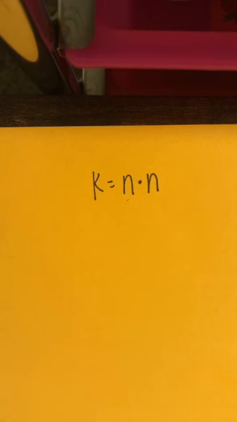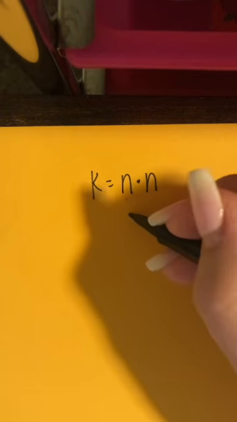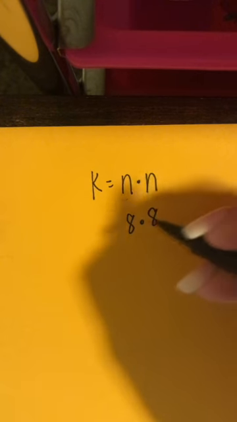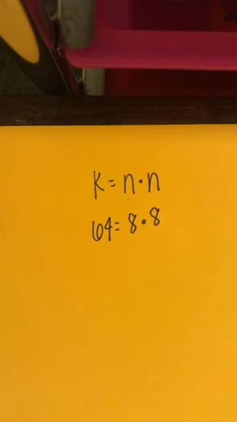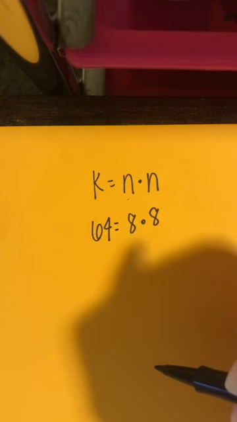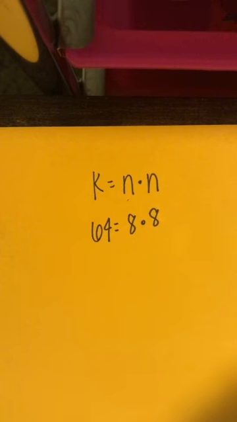So to find the 8th term of the sequence from the previous example, we would write 8 in place of n and find k. So we go 8 times 8, and then we solve this, we get 64. So this tells us that since 8 times 8 is 64, the 8th term is 64.